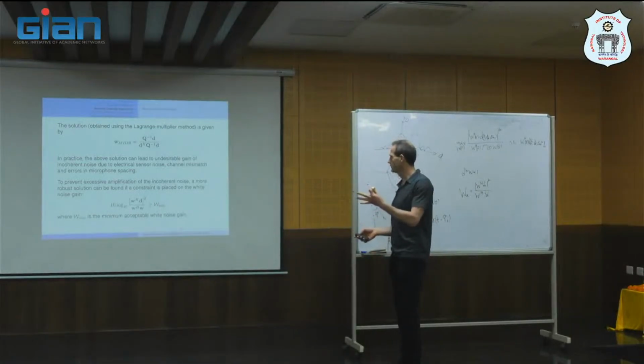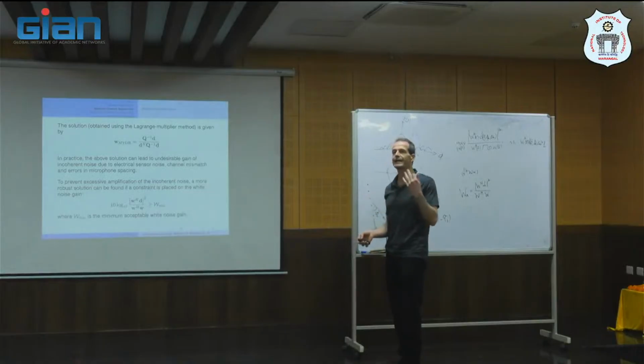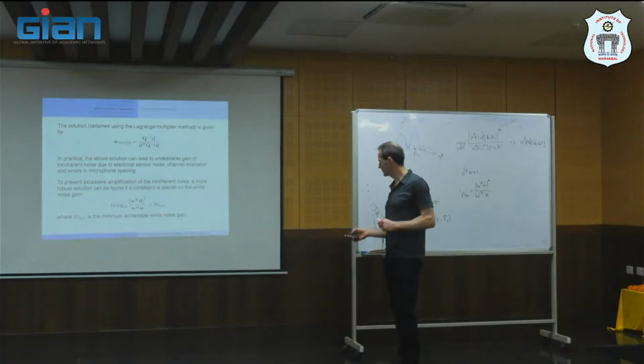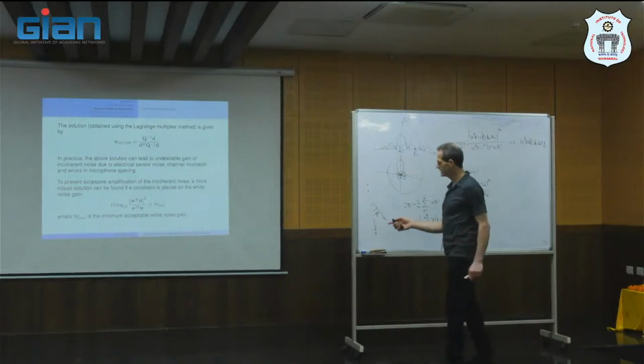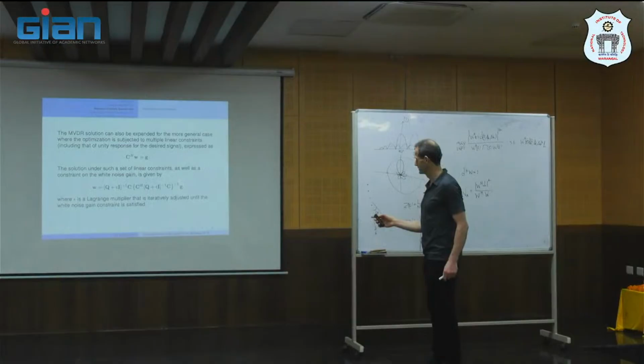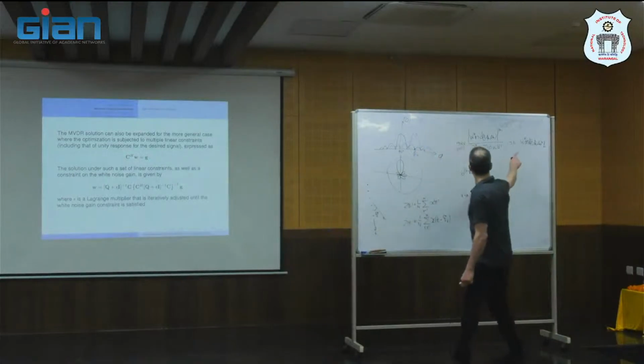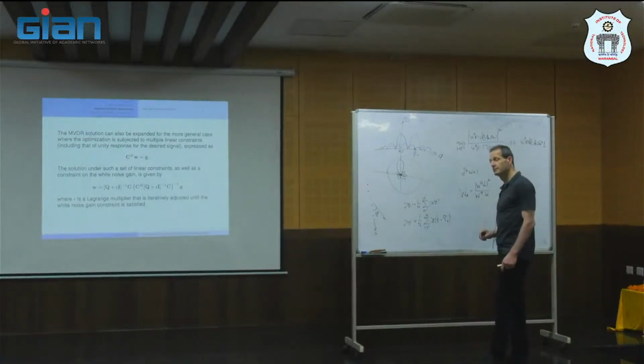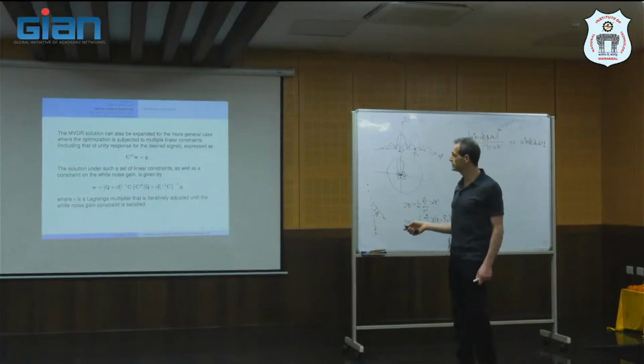It means how much thermal noise you can allow to amplify at the output of the beamformer. So what will be the solution if I add this additional constraint? It will be like this. Instead of just one constraint here, I can add several constraints. So this is called linear constraint.